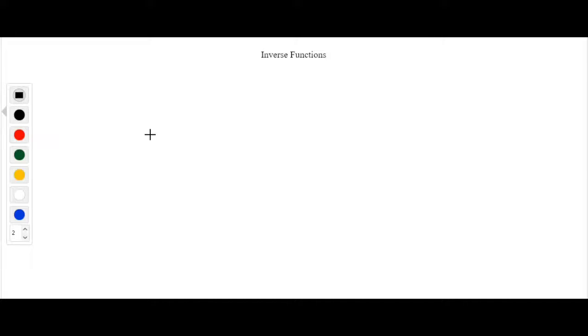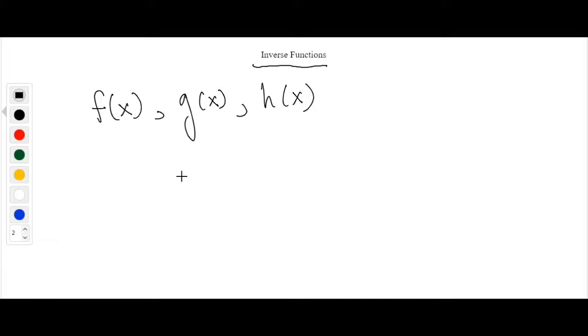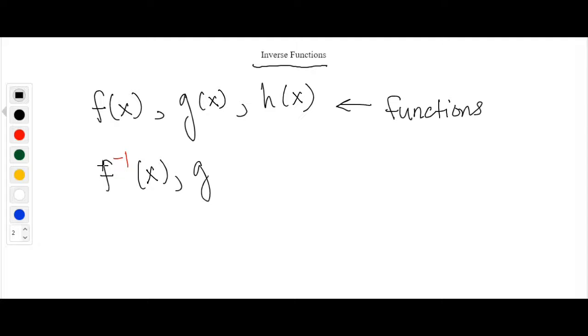Hey guys, I'm Gabby, and today we're going to learn about inverse functions. So what are inverse functions? We all know what a function is. Sometimes it can be f of x, or g of x, or even h of x. These are just functions. But inverse functions are actually a bit different. They have a distinctive characteristic: a -1 right here to define them as inverse functions.